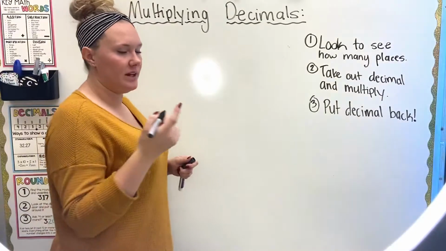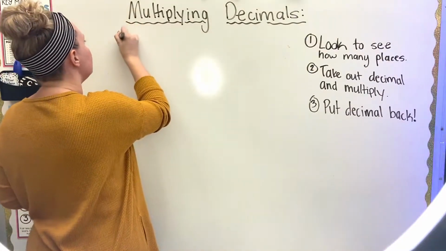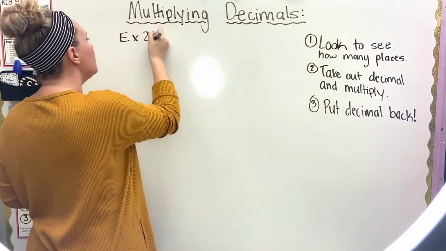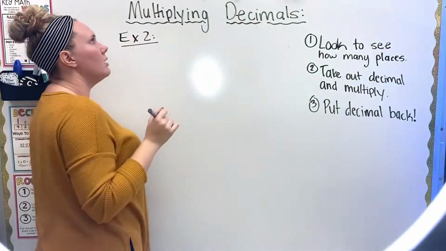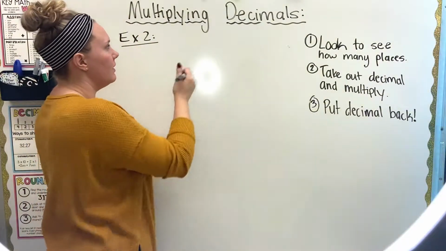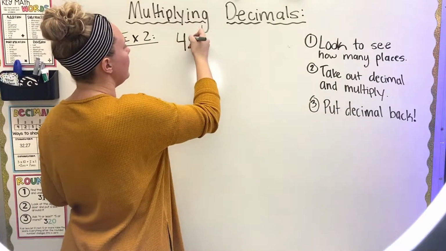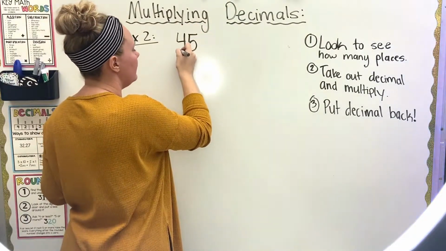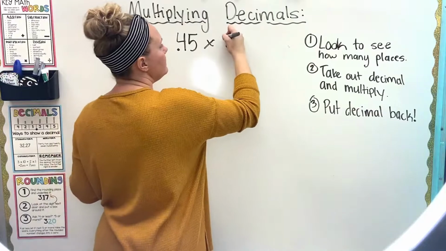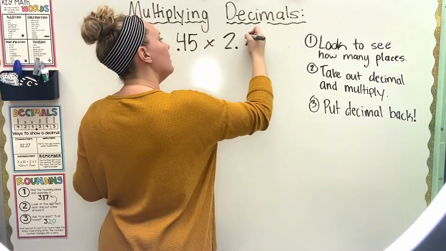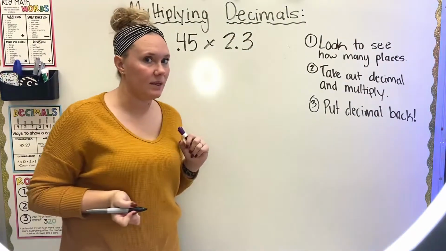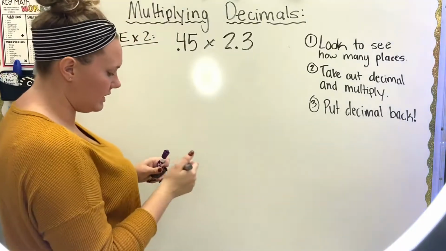Let's try another one. All right, let's try a little bit harder one. So this is example 2. Okay, let's do 45 hundredths times 2 and 3/10. All right, so there's our next problem.